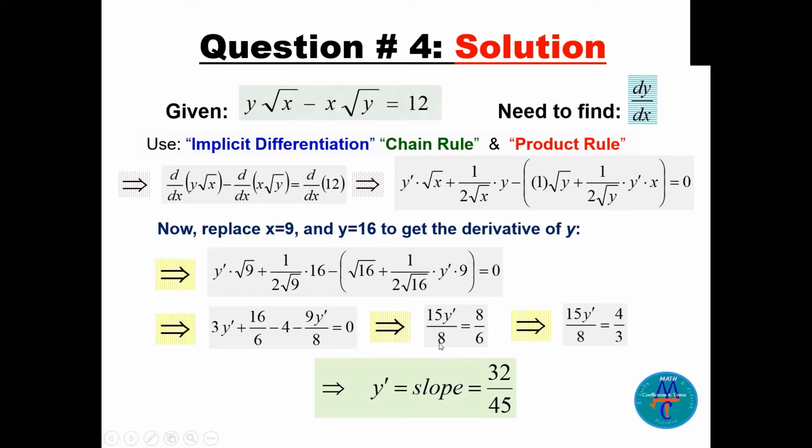Y prime over 8 is equal to 8 over 6. 8 over 6 we can divide by 2, so it becomes 4 over 3. Now we multiply by 8, divide by 15. The slope, which is y prime at this point (9, 16), is 32 over 45. Please check it when you study.